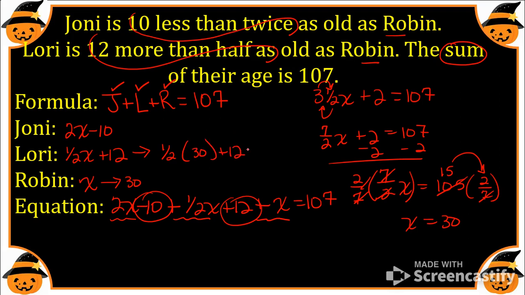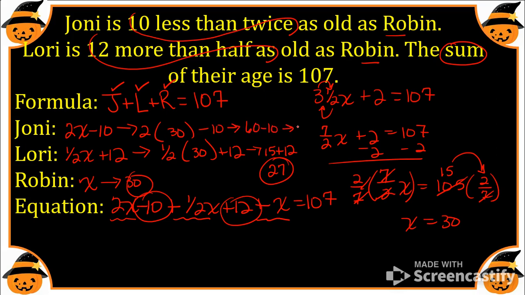Lori is half of 30, which is 15 plus 12, and that gives us 27. And then Joni is 2 times the 30 minus 10. So that's 60 minus 10, and that gives us 50.